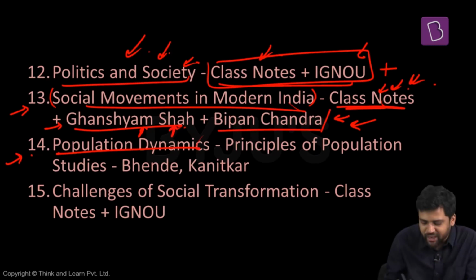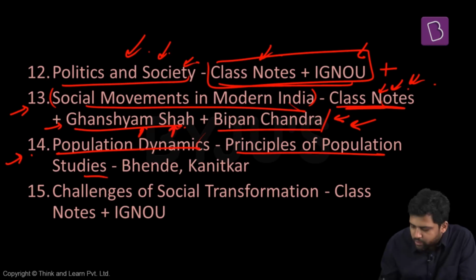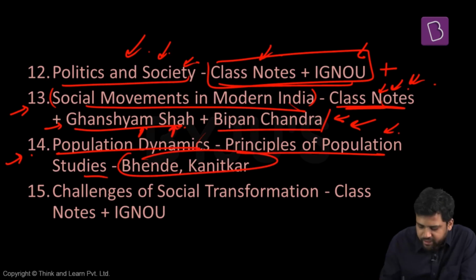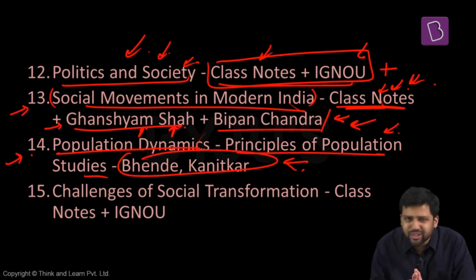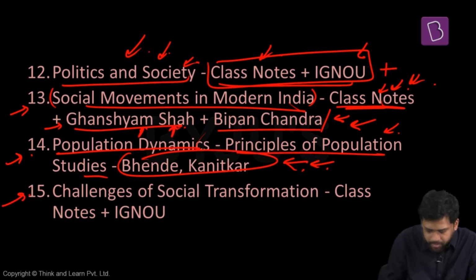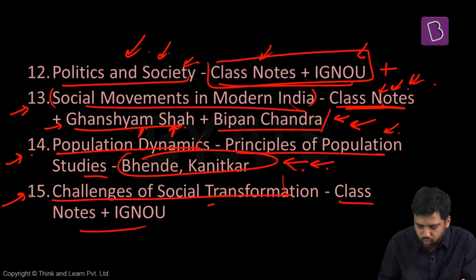The next topic, population dynamics. For this, there is one book, Principles of Population Studies by Bhende and Kanitkar. Again, selective reading of this book is important. Class notes are the most fundamental resource. And again, some magazine articles can be important here. Last topic, challenges of social transformation. Class notes will be the fundamental resource.